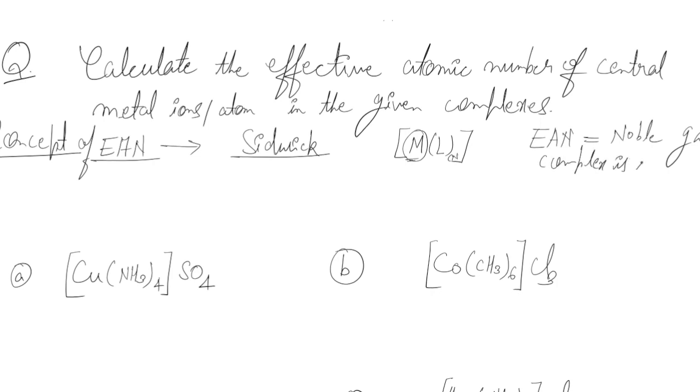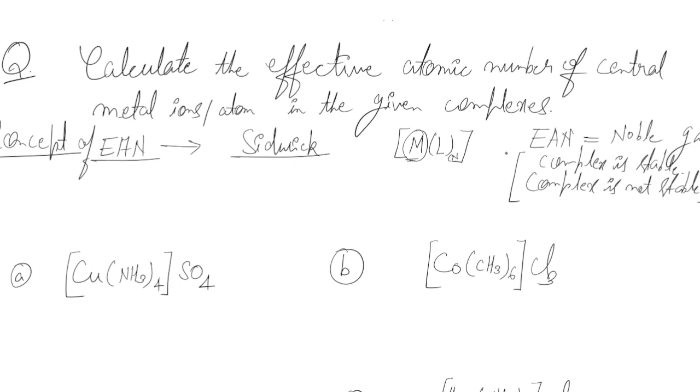If this is equal to noble gas configuration, then you will say that the complex is stable. And if it is not following the noble gas configuration, then you will say the complex is not stable. So this effective atomic number is a good tool to differentiate which complexes are stable and which are not stable. It also has some limitations, and those we will understand.